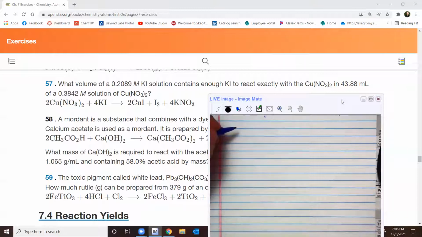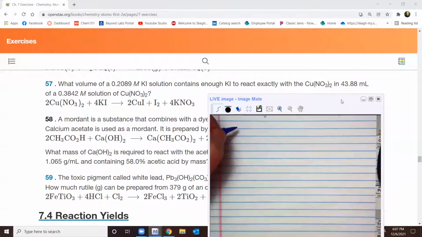CuNO3, and yeah, we've got the 43.88 milliliters and then the molarity of it. So we can figure out how many moles of copper 2 nitrate we have, right? It has to be copper 2 nitrate because copper can be +1 or +2. And if we know how many moles of copper 2 nitrate we have, we can calculate how many moles of potassium iodide we can react with, right?